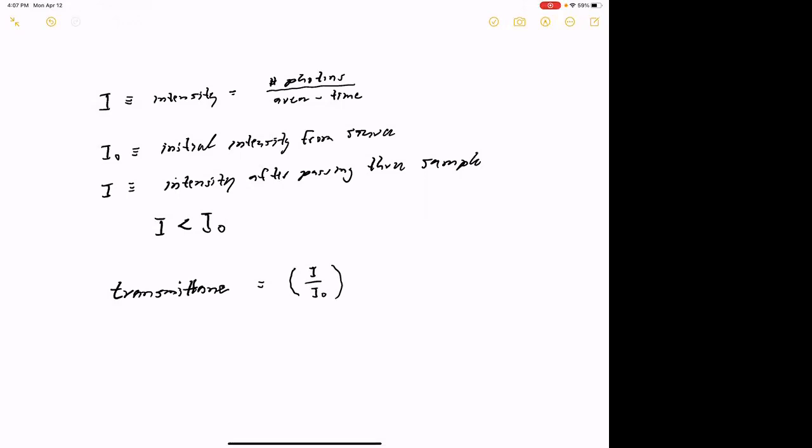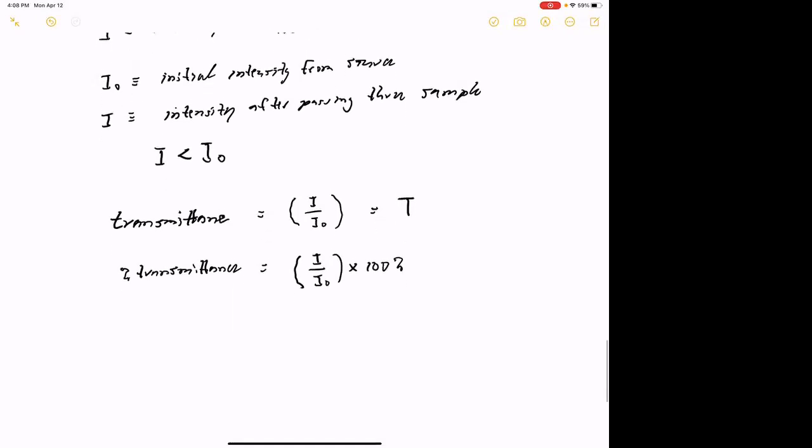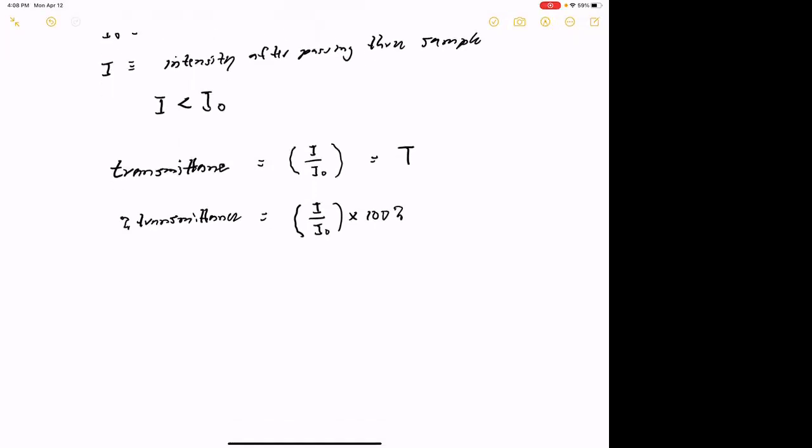Okay, another way I could actually state this is as percent transmittance. And by the way, transmittance is given as a capital T. Percent transmittance is just that ratio, I over I naught, times 100. So I'm just representing it as a percent instead of just as a number, okay? Now, here's the deal. If I can measure this transmittance or percent transmittance, now what I can do is take that back to the quantity that we really care about, which is absorbance.